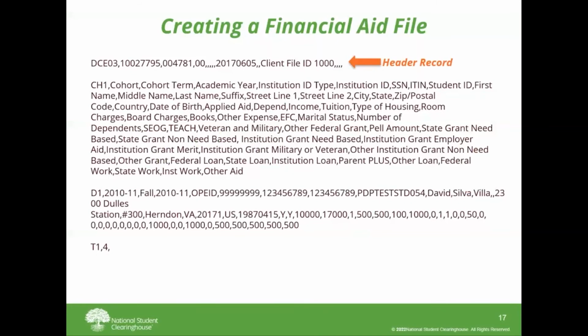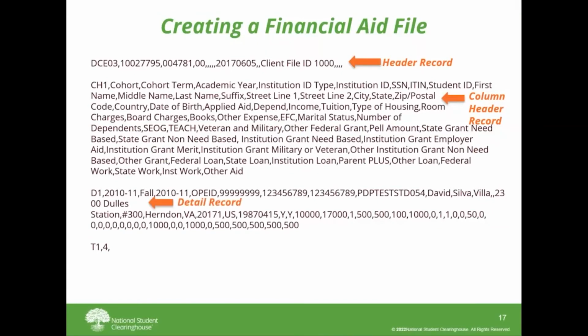The header record type value for the financial aid file must be DCE03. The column header record contains the column labels. The column headings must match the values in the detail record. Please refer to our data submission guide for a full list.